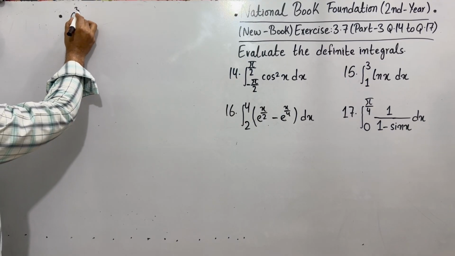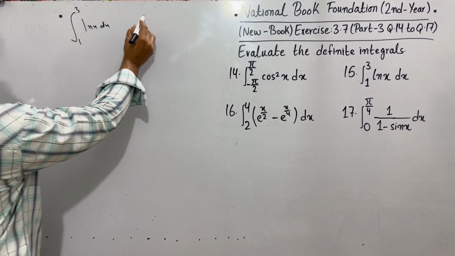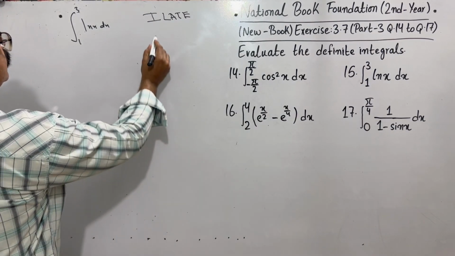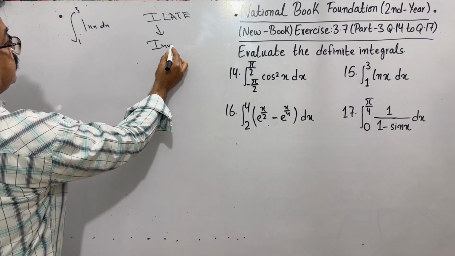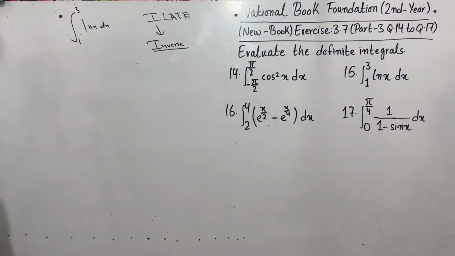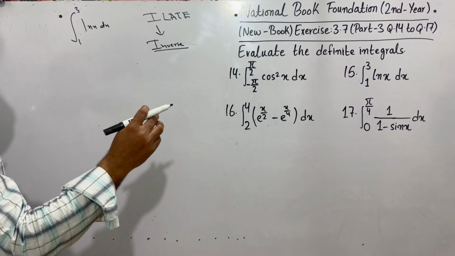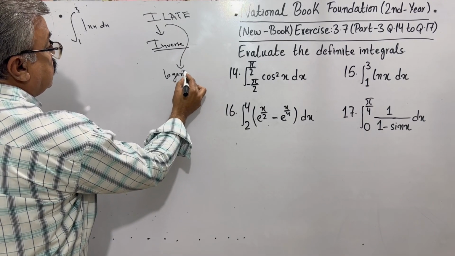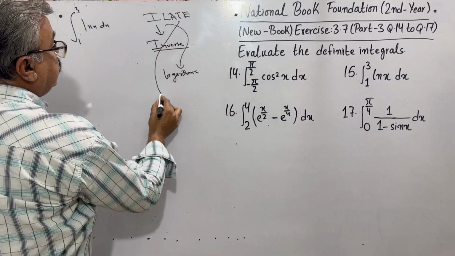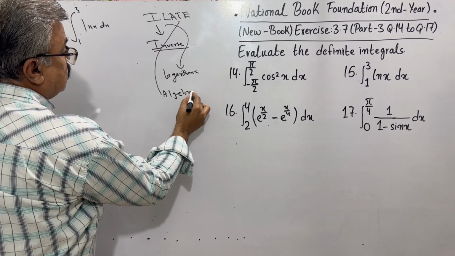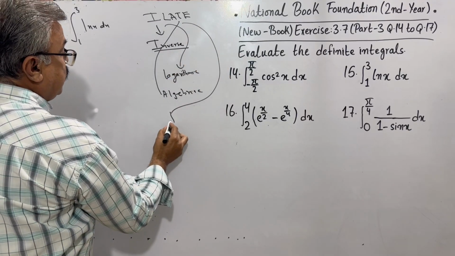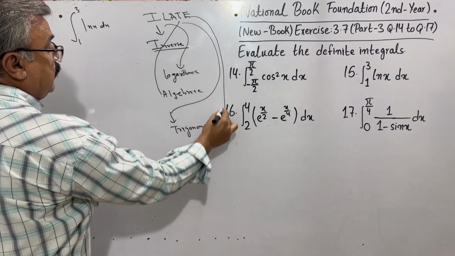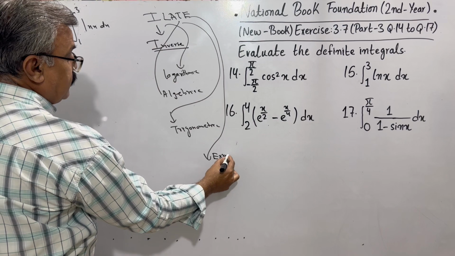Our question is integral from 1 to 3 of ln x dx. Our Euler rule: inverse, we are familiar 100%. Inverse functions or arc functions, inverse trigonometric, inverse hyperbolic functions, whatever the case. So, logarithmic functions, A, algebraic functions, T, trigonometric, and E, finally, exponential functions.